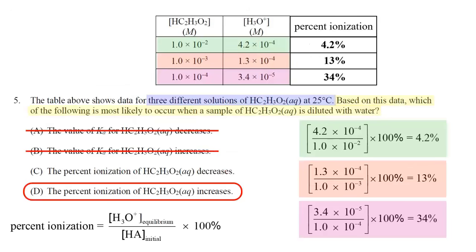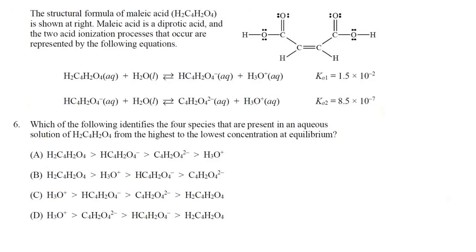So the correct answer to number 5 is choice D, that when a sample of this acetic acid is diluted with water, we can see that the data shows us that the percent ionization of the acid actually increases. So number 5 is choice D. Now let's take a look at question 6.